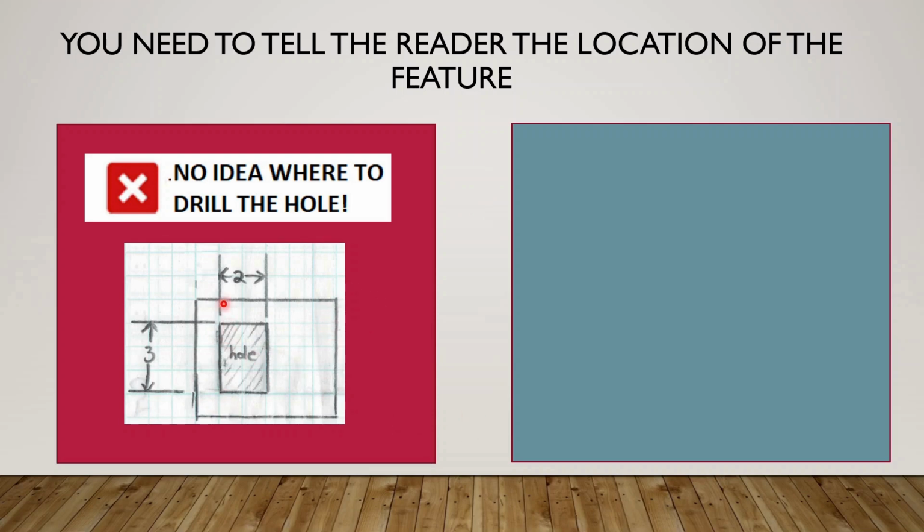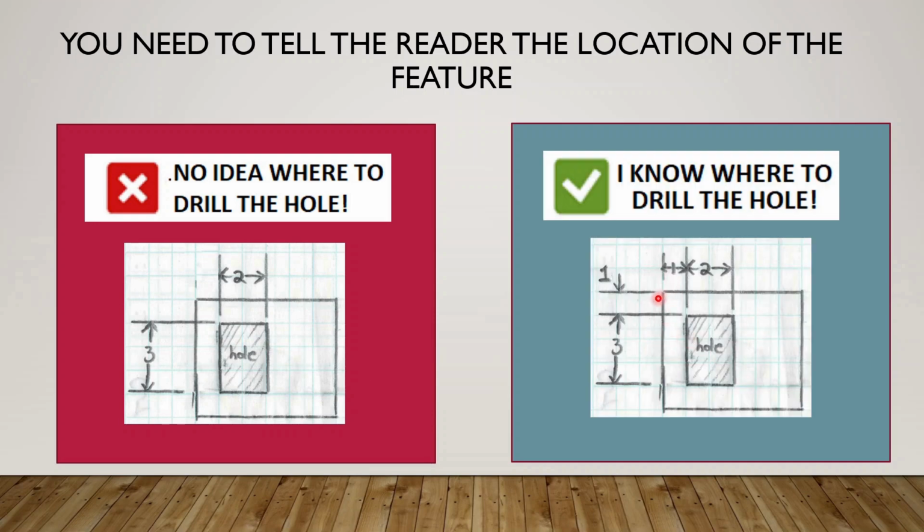So here I'm putting a square hole into a piece of wood. So fantastic, I know the size of the hole. It's 2 inches this way, 3 inches down. Great. But we also need to know where exactly to put the hole. And so as you can see here, I'm going from this corner. The top left-hand corner of the hole is 1 square to the right, and it's 1 square down. So not only do you need to show the size of the hole, but you need to show the location of that hole over there.